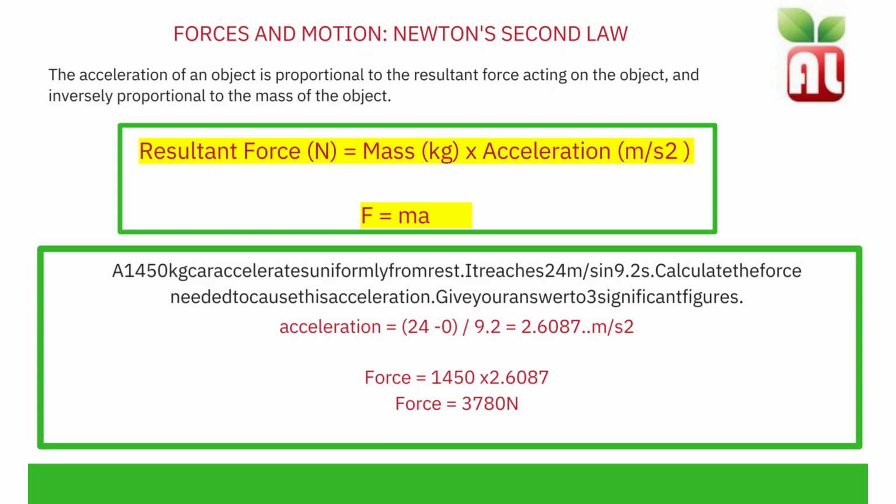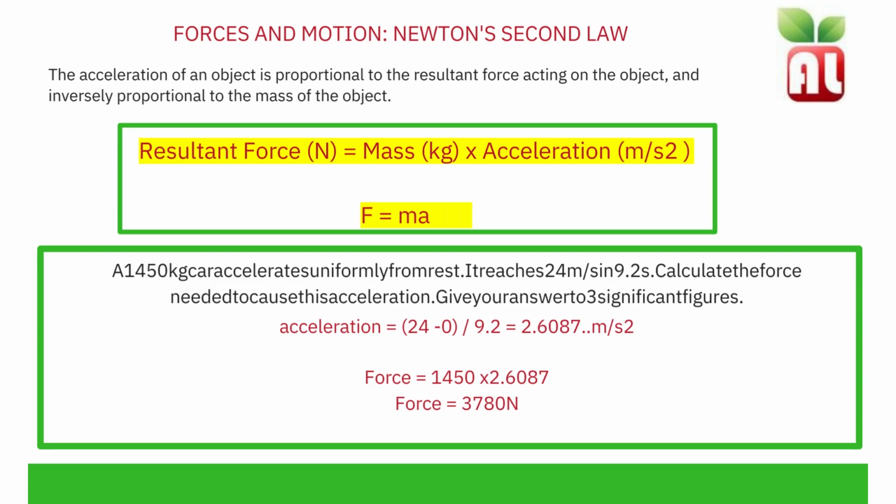Newton's second law. The acceleration of an object is proportional to the resultant force acting on the object and inversely proportional to the mass of the object. Given by the equation, force equals mass times acceleration. This equation is not on the physics equation sheet and therefore needs to be learnt.